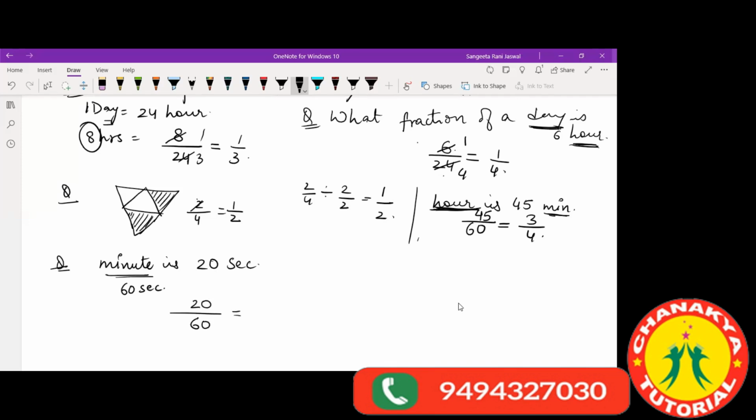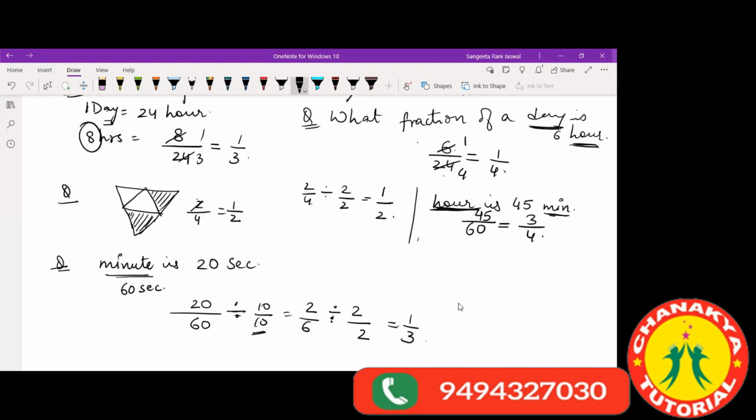So I can reduce this. If I divide this by 10, the zeros will go away, and I'll get 2 by 6. And again, if I divide this by 2, whatever number I'm dividing here, I have to divide by the same number in the numerator and in the denominator. So this becomes 1 by 3.